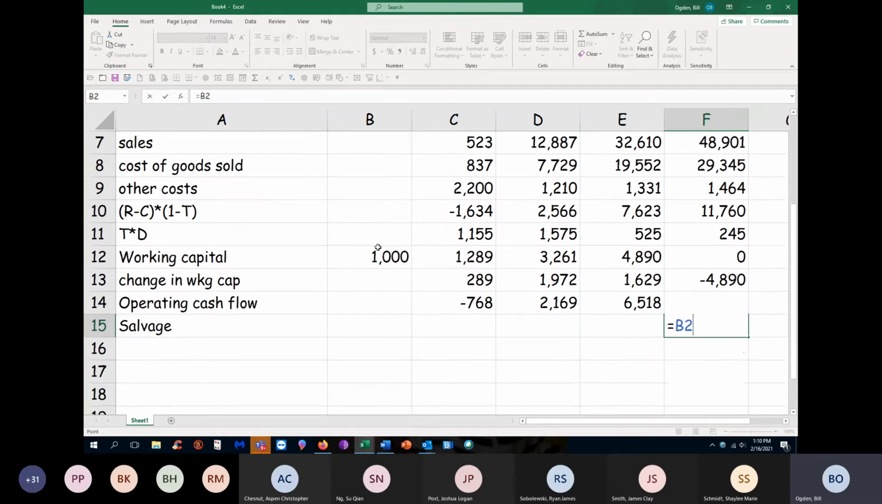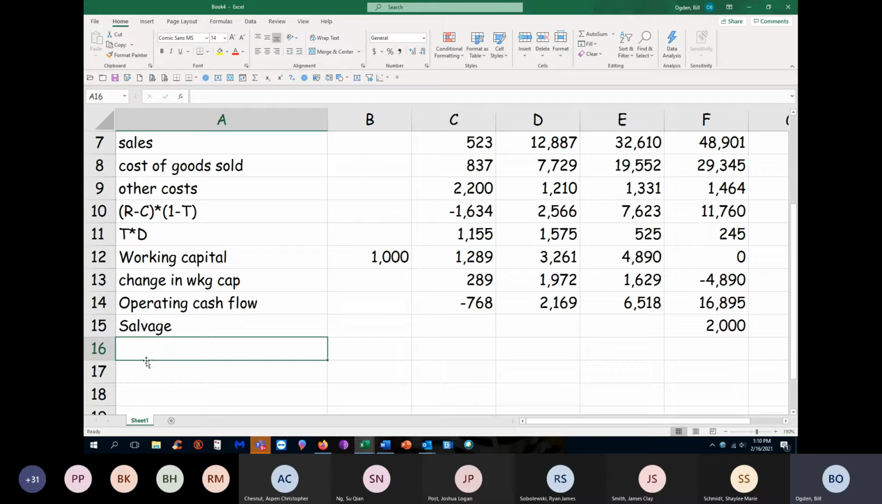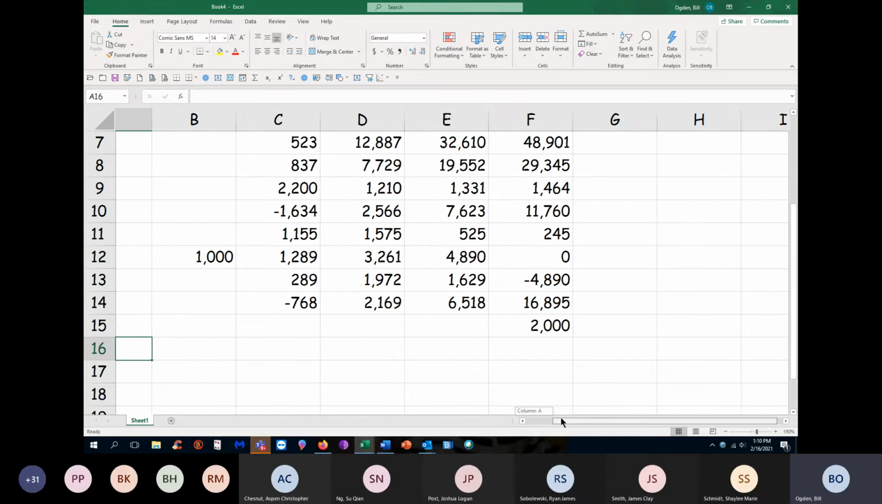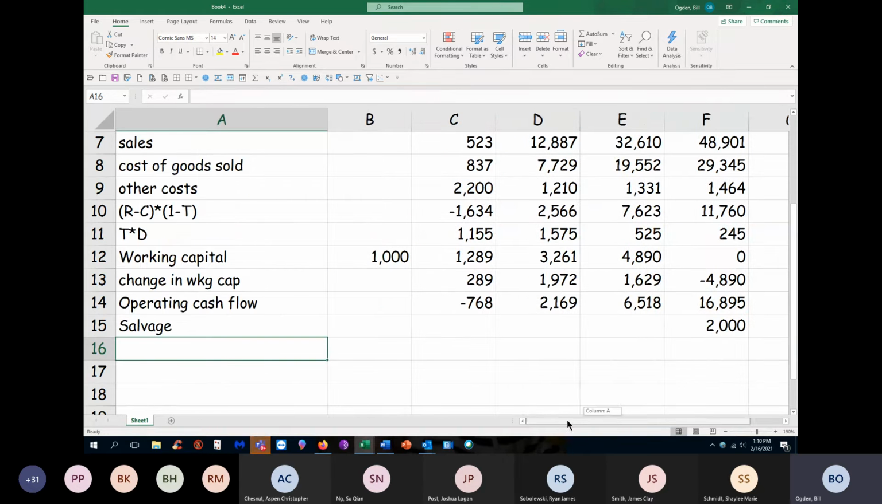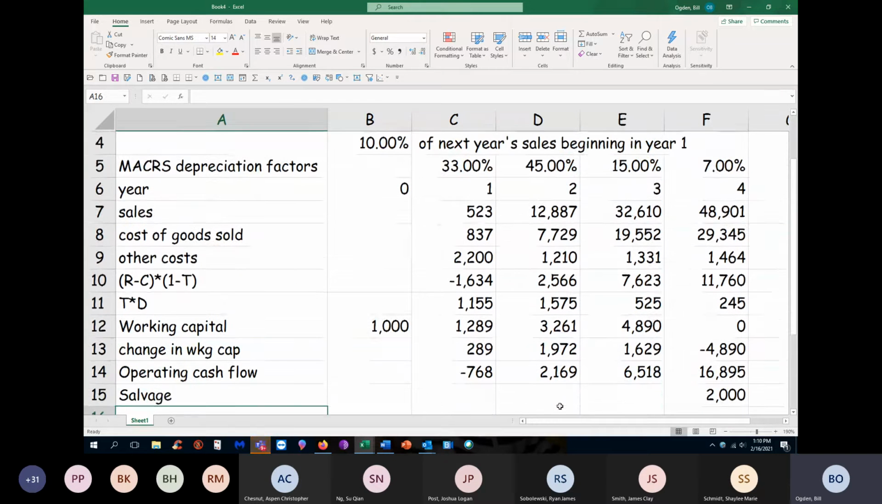So yeah, you've got a bright future if you can find numbers like this, if you can actually do it. All right, and so I'm going to salvage this thing for $2,000, and now I have to check that against the book value. And this is one of the nice things about Excel. You know, you're doing this on paper, this would take some time, but let's go back just for a moment.